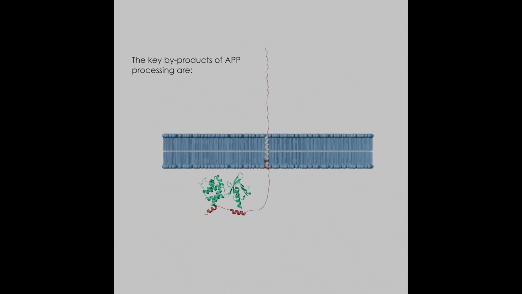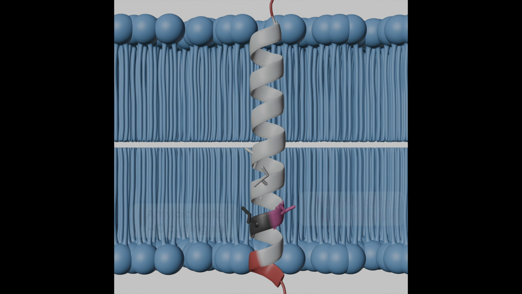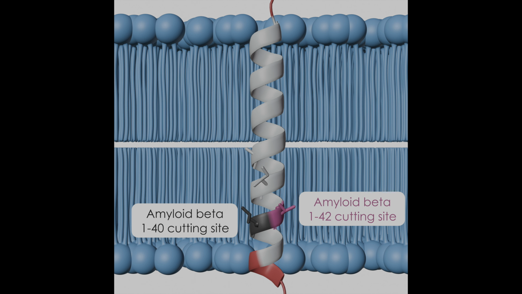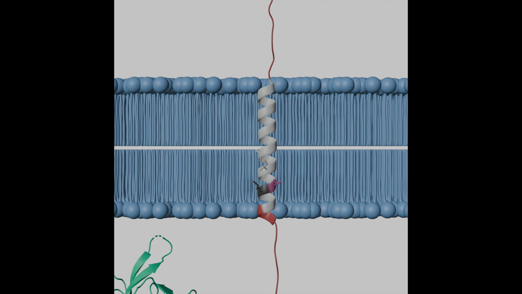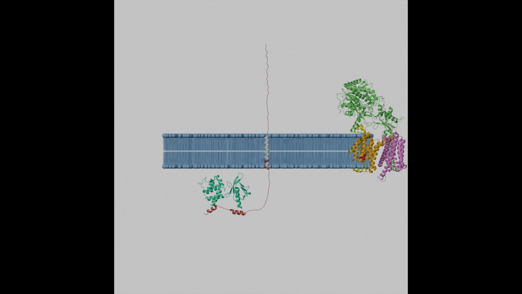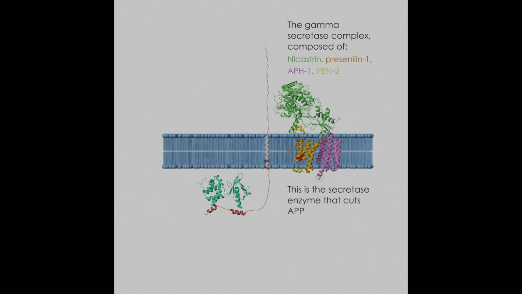The key byproducts of APP processing are amyloid beta 40 and amyloid beta 42. Amyloid beta 42 has been heavily implicated in Alzheimer's disease. Here we see the two cutting sites that lead to different types of amyloid beta being produced. These cuts are made by the gamma secretase, which is composed of nicastrin, presenilin, APH, and PEN2.